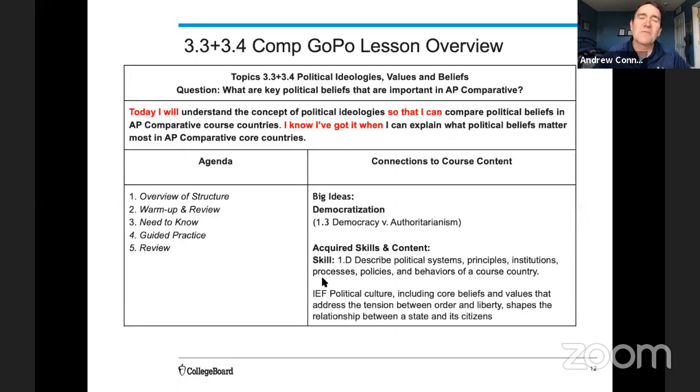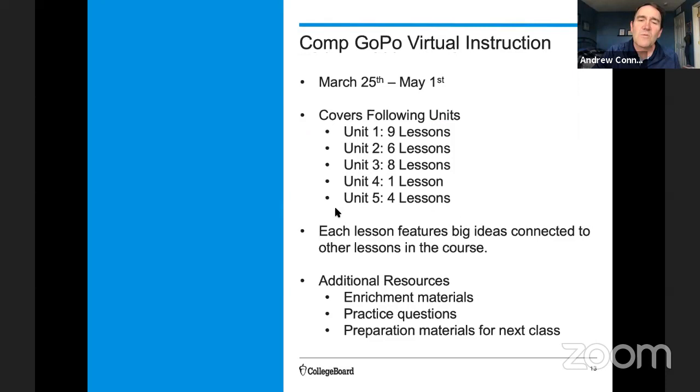So today we are looking at topics 3.3 and 3.4, political ideologies, values, and beliefs. We connect this a bunch to democratization, a topic that we looked at in Unit 1. And you'll see also tomorrow we tie it into political participation. And so that's a clear link with democratization. We will be making our way through Unit 3. We're actually going to be wrapping up specific content from Unit 3 by Friday, this Friday.